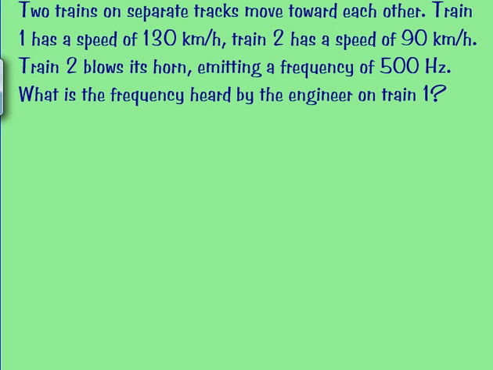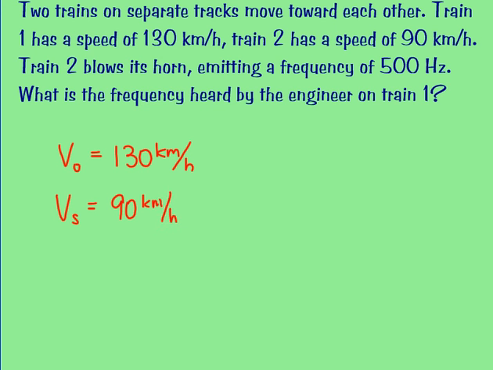Okay, so again, I'm going to write out what I know already. I know train 1 is the observer, so the speed of the observer is 130 kilometers per hour. And the speed of the source, train 2, is 90 kilometers per hour. I know that the source frequency is 500 hertz. And lastly, I know that the speed of sound is 343 meters per second.